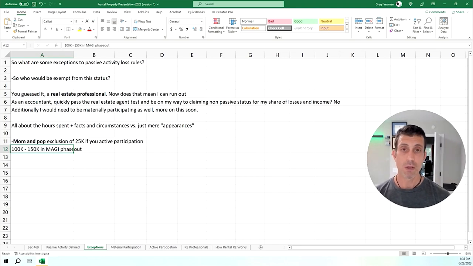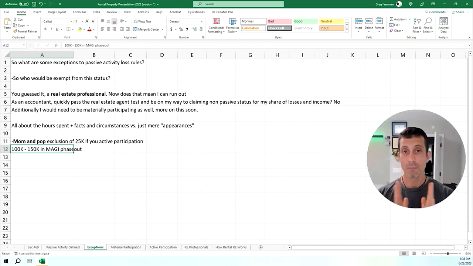So again, two major exceptions, right? You have the mom and pop exclusion, which allows for up to $25,000 to be deducted from your other active income, or you can be a real estate professional with material participation. That's really how it should have been written out. Unfortunately, I was in such a haste that I didn't put those two together, and when I was already presenting, it just kind of read right through. So I just wanted to get that straight for everybody so that there's no confusion.